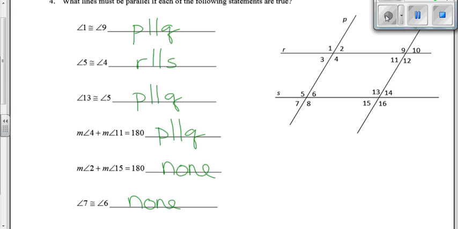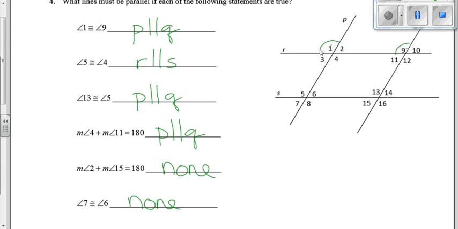So if I know that angle 1 and angle 9 are congruent, 1 and 9, those two are what type of angles? Corresponding. Okay, same side of the transversal, same location. They're corresponding angles. And if they're congruent and they're corresponding, that means that lines P and Q are parallel. Okay, line P and Q.